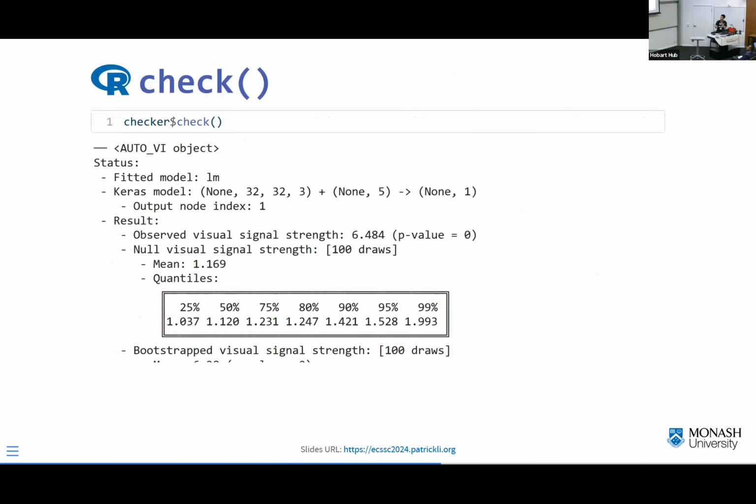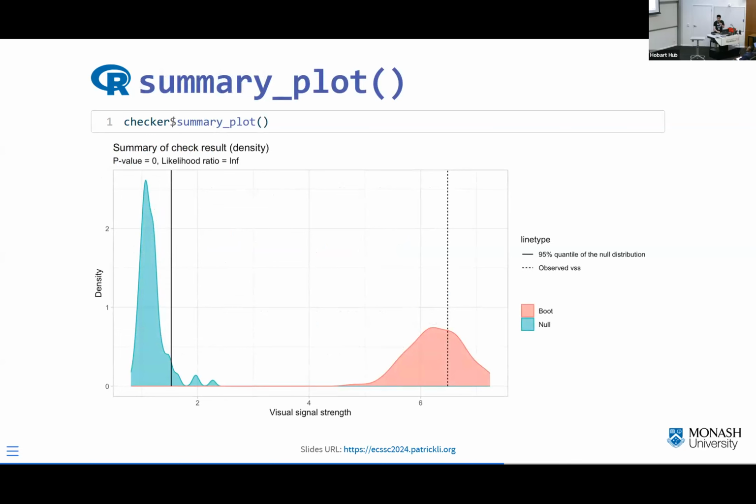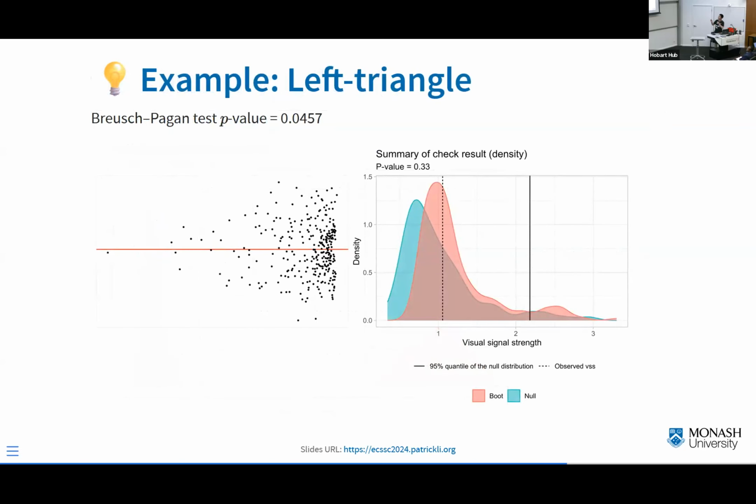And as I mentioned in the beginning of the slide, we need some comparison between the residual plot and the null plots. That's exactly what the check method does: we simulate 100 draws, and then you see all of the null visual signal strengths, and then you can do a hypothesis test to see if the model is incorrectly specified. And I will move on to some of the examples I have here.